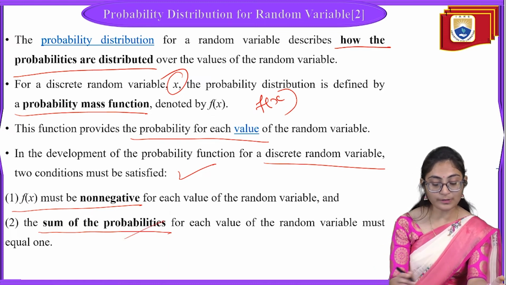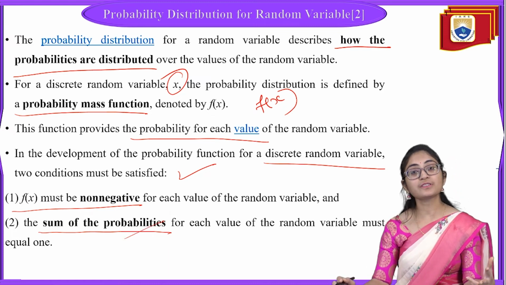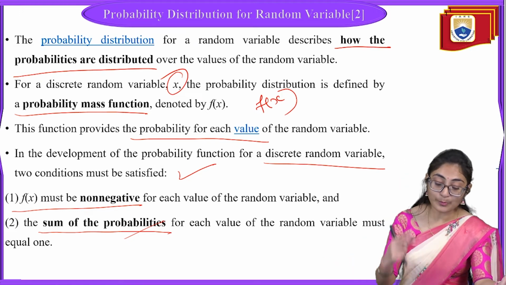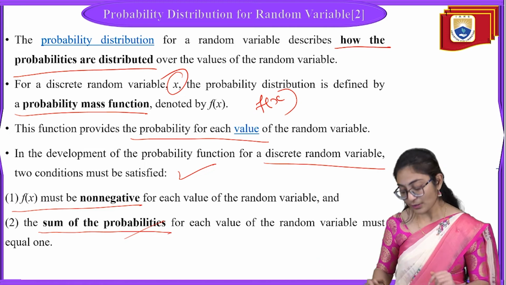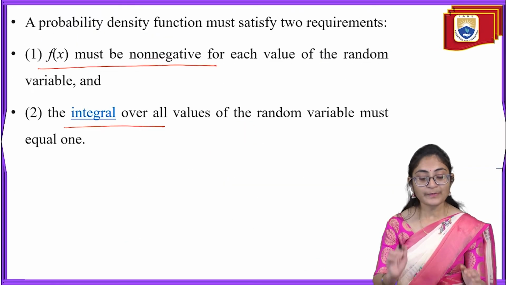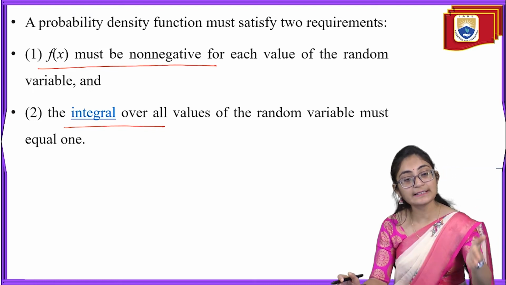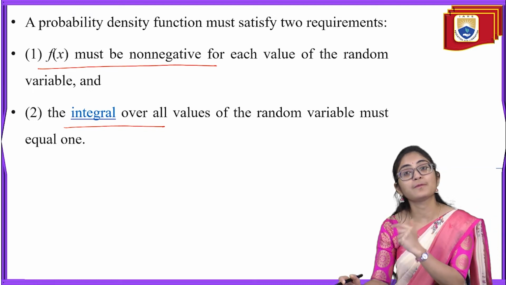In this function also there are two conditions. What conditions? In the discrete case, f of x should be non-negative and the sum of the probabilities should equal 1. But in the continuous case, f of x should be non-negative, and at the same time the integral over all values should equal 1.